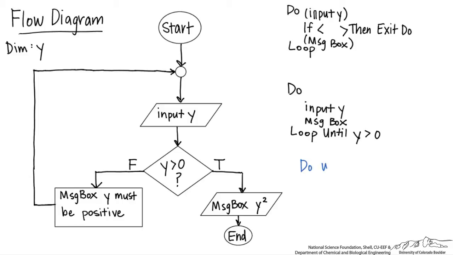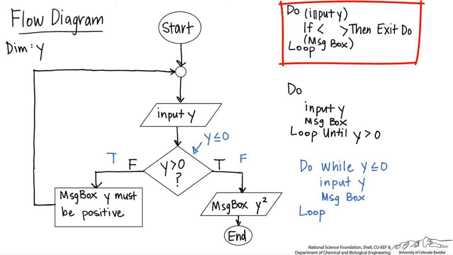The third type is a do while. We would have to rearrange our flow diagram such that instead of being y greater than 0, we would have to change this to y less than or equal to 0, because in a do while, you always stay in the loop while a condition is true. So if we switch this conditional to be y less than or equal to 0, that would make this left decision true and the right decision false. We'd say do while, input y, and message box.